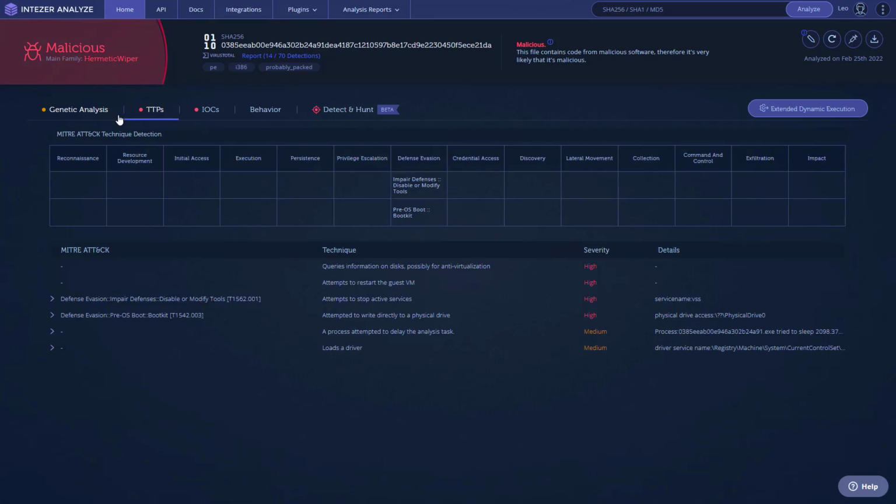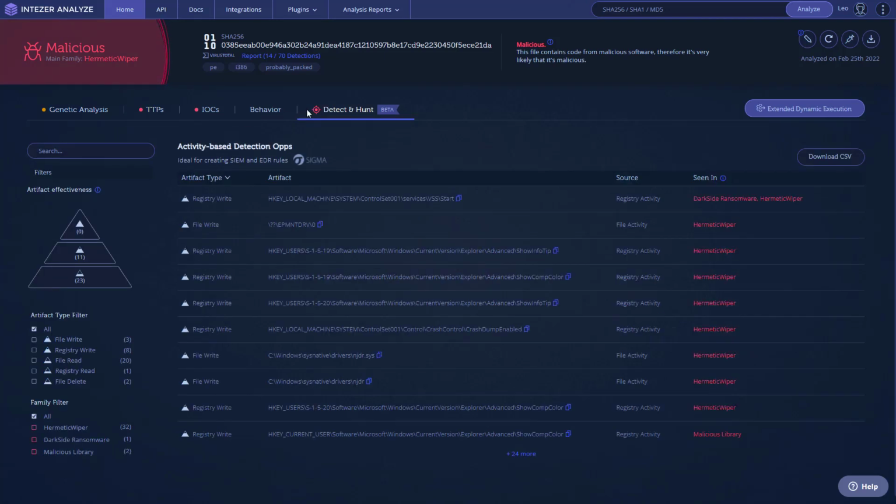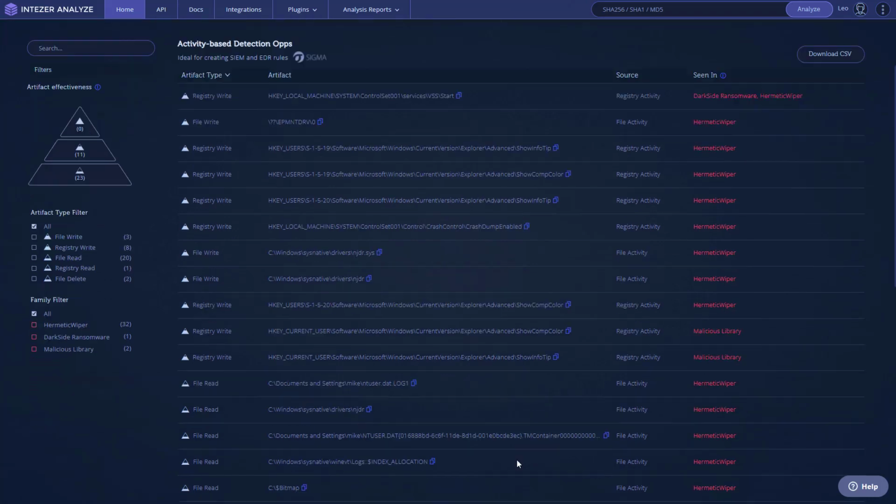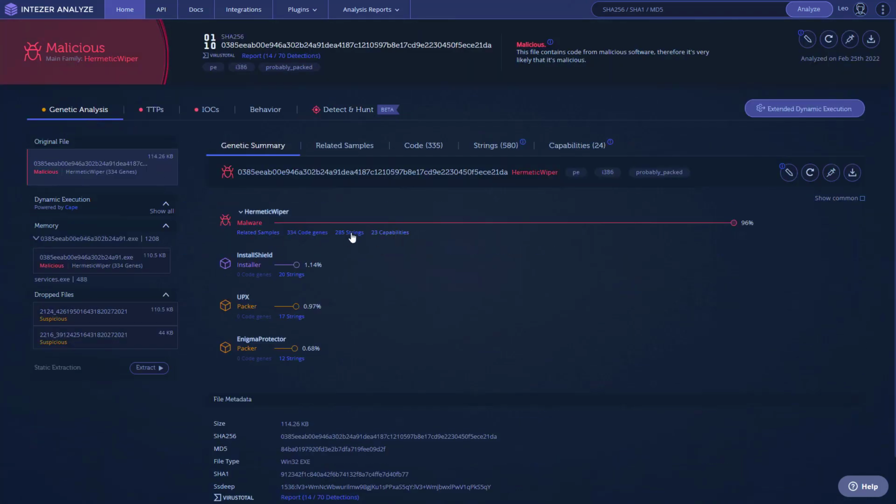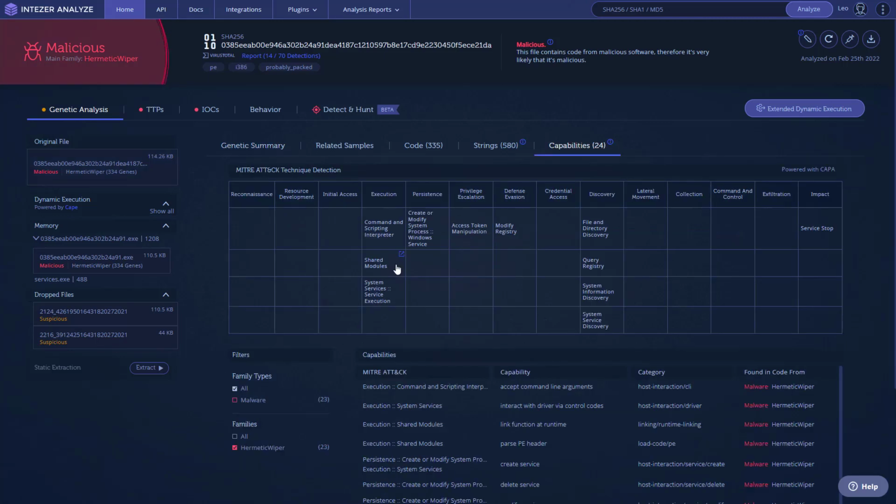So we've got some bootkit behavior and the ability to impair defenses, disabling or modifying tools. If we go into Detect and Hunt, which is a new beta feature, by the way, thank you to Intezer for sponsoring us, we can see that some of the registry activity is actually similar to DarkSide, not a surprise. Got some file activity as well. We've got some drivers being written, and there's quite a lot of modifications happening in the registry. If we go back to the original file and take a deeper look at the capabilities of the wiper itself, it's got abilities in execution, persistence, privilege escalation, discovery, and the impact is service stop.